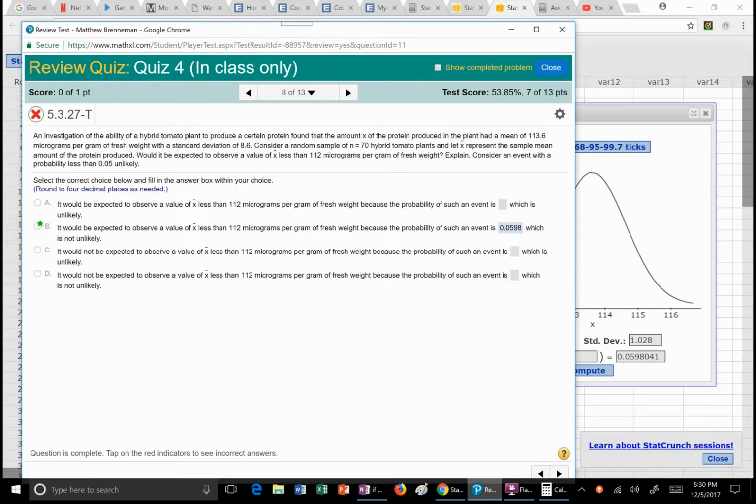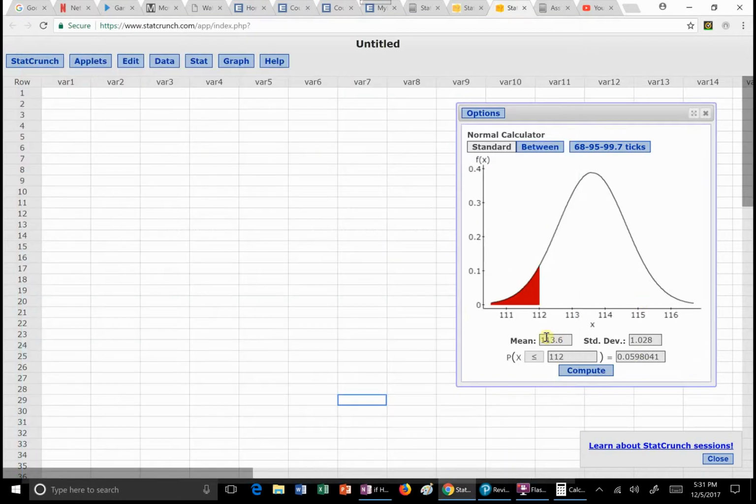Because it's saying that this is not unlikely, because it's not less than 0.05. So remember, this is our criteria for unlikely. If the probability we could have seen that event was less than 0.05, and it's not. So that's why we'd have B here. Unlikely would be if the probability that we could see a value less than that would be less than 0.05, but it's not.